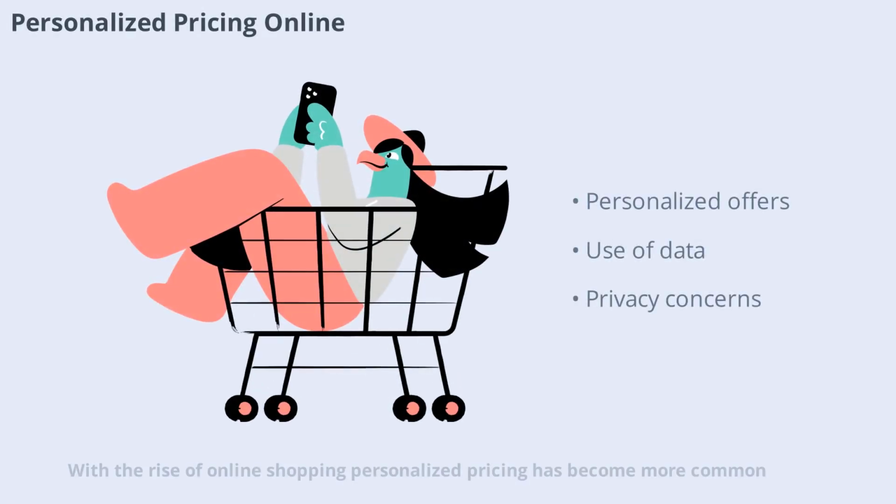With the rise of online shopping, personalized pricing has become more common. Websites can track your browsing history, location, and even device type to adjust prices just for you. This is a form of first-degree price discrimination, as firms try to estimate your willingness to pay and offer prices accordingly. While this can benefit businesses, it also raises questions about fairness and privacy.